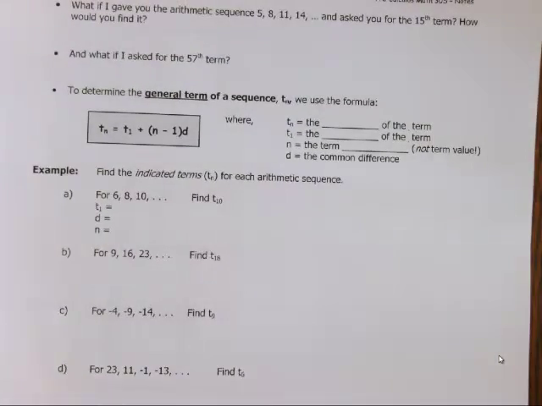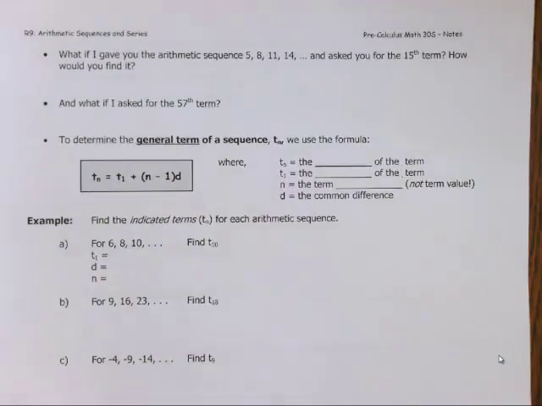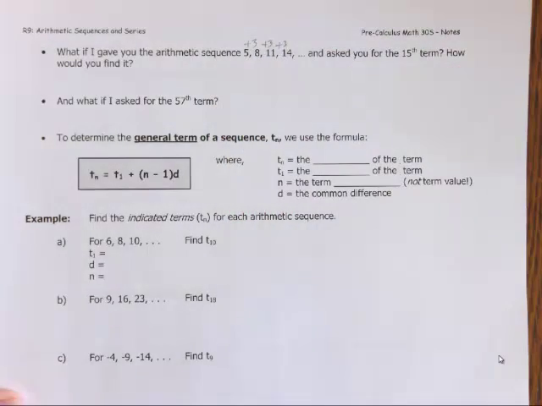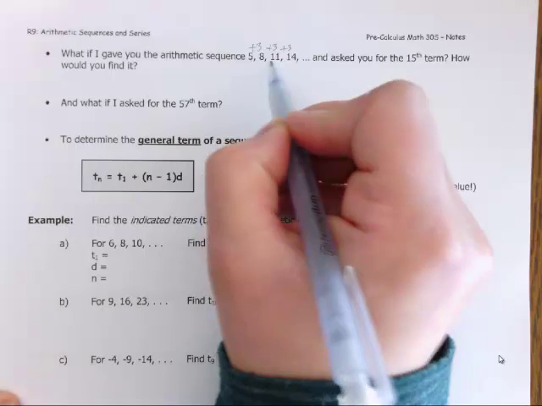Next page. What if I gave you an arithmetic sequence 5, 8, 11, 14 and asked you for the 15th term? So how are you actually going to do this question? Well, there's two ways. There's the long and treacherous way, which is just adding. Let's see, what's the common difference? So we have to figure out the common difference. Okay, so that's add 3, add 3, add 3, right? That's kind of obvious. So our common difference is 3.